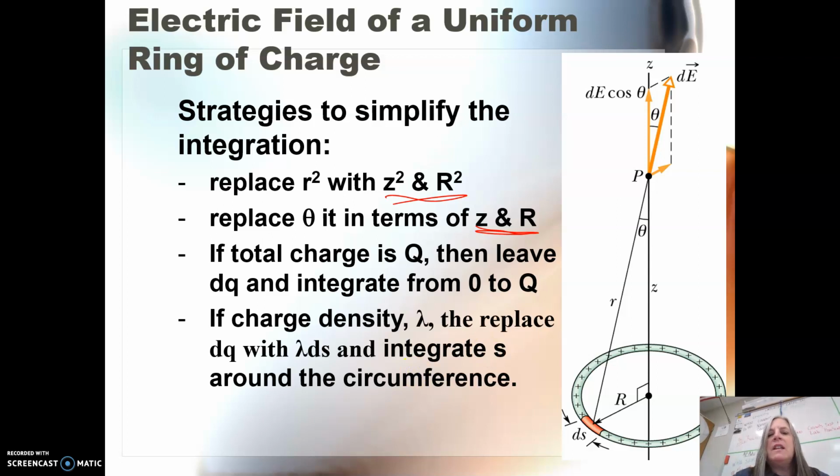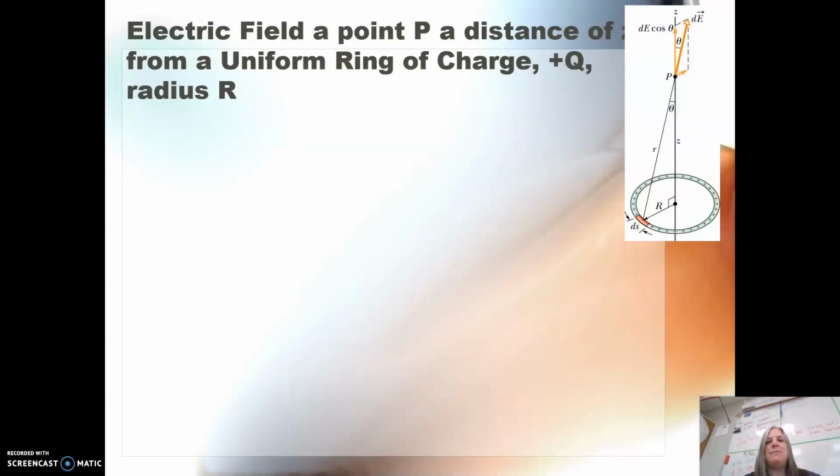Or if you have a linear charge density, then you'll replace dq with lambda ds. Before it was lambda dx when we did the linear ones, and we'll integrate s around the circumference of the ring. Either way, you can do either one. But if we're given q and r and z, we might as well just integrate from 0 to q. But it depends. Sometimes you'll get a nonlinear charge density, and then we have to go with lambda ds. All right, so let's get going.